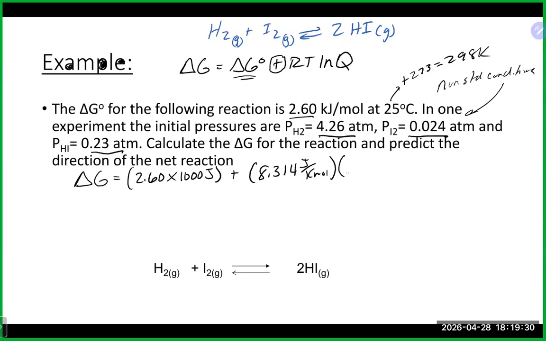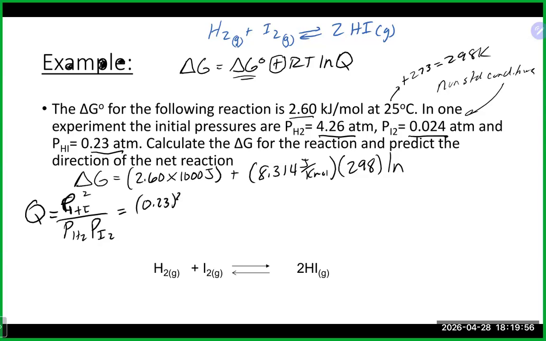Our temperature is going to be 298, and we're going to go natural log of Q. So remember that Q is calculated the same way as we do K. So in this case, it would be our pressure of HI, and we do need to square it, divided by our pressure of H2 and our pressure of I2, which again, if we put it in here, our HI is 0.23 squared.